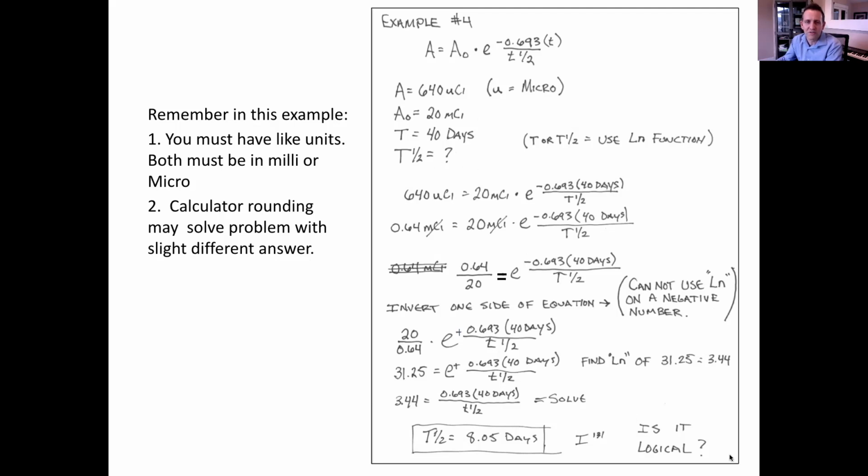Is it logical? It's been 40 days. And I went from 20 millicuries down to 0.64 millicuries. So there's not a lot left. It's been 40 days. If we were working with tech, there would be nothing, right? If we were working with rubidium, which has a 75-second half-life, there would be nothing left, right? But because we're working with I-131, it makes sense that it has about an 8-day half-life. That makes these factors make sense.